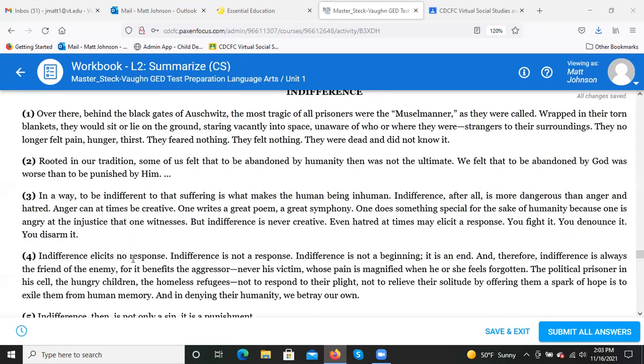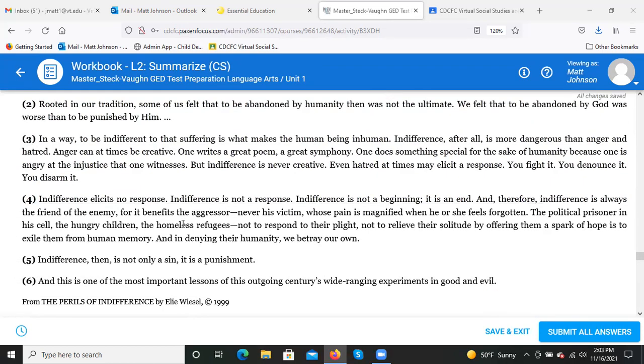And therefore, indifference is always the friend of the enemy, for it benefits the aggressor, never his victim, whose pain is magnified when he or she feels forgotten. The political prisoner in his cell, the hungry children, the homeless refugees, not to respond to their plight, not to relieve their solitude by offering them a spark of hope, is to exile them from human memory, and in denying their humanity, we betray our own. Indifference, then, is not only a sin, it is a punishment. And this is one of the most important lessons of this outgoing century's wide-ranging experiments in good and evil.